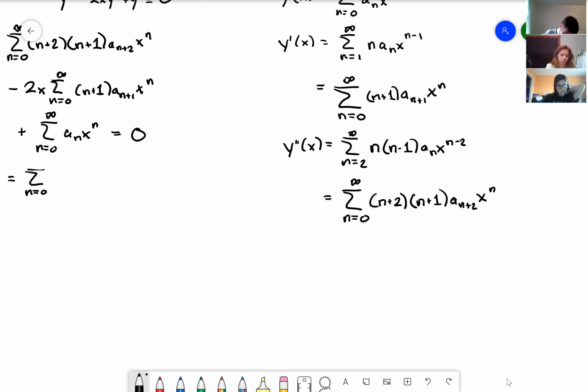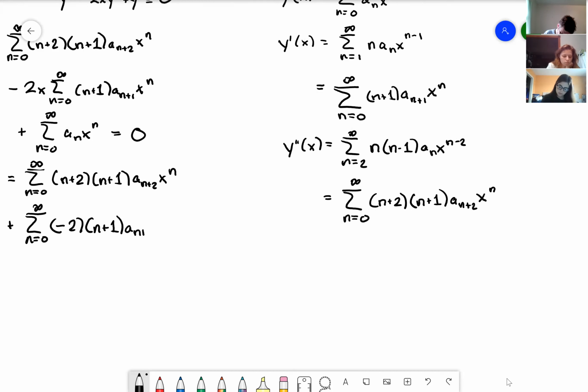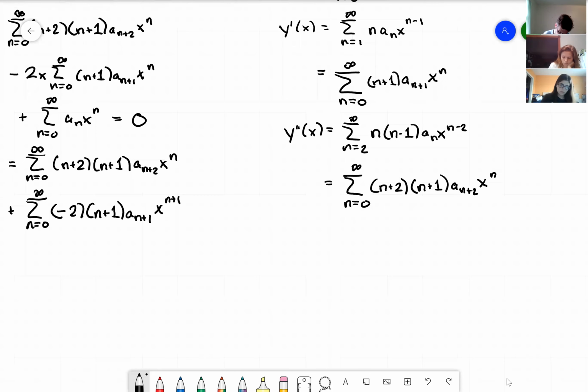Infinity looks terrible. Much better. n plus 2, n plus 1, a_{n+2}, x to the n. Plus, I'm going to move the whole thing inside. So this is going to become the sum from n equals 0 to infinity of minus 2 times n plus 1, a_{n+1}, x to the n plus 1, because we got an extra x too.